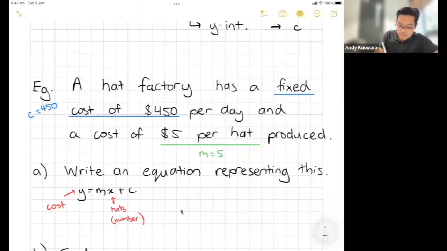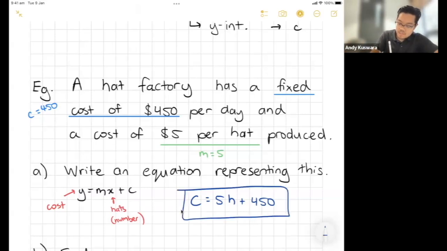What I want to do is find the cost. It's going to be 5 times the number of hats that I sell. So in this case, I'll say 5h for number of hats. And then whatever that is, I need to plus 450, because that is my y-intercept. Hopefully that makes a little bit of sense.